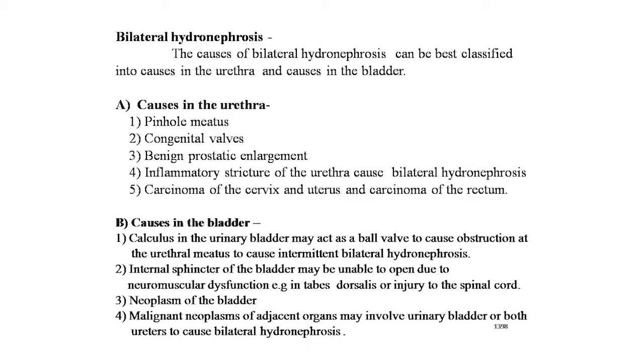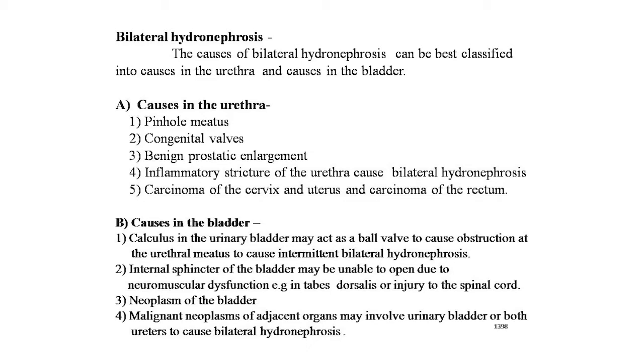For bilateral hydronephrosis the causes in the bladder are: calculus in the urinary bladder may act as a ball valve to cause obstruction at the urethral meatus, causing intermittent bilateral hydronephrosis. Second, the internal sphincter of the bladder may be unable to open due to neuromuscular dysfunction, that is in tabes dorsalis or injury to the spinal cord.